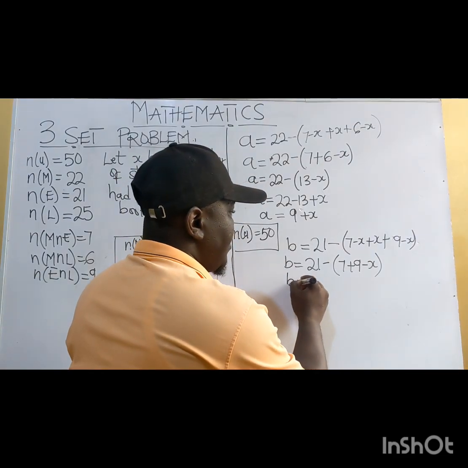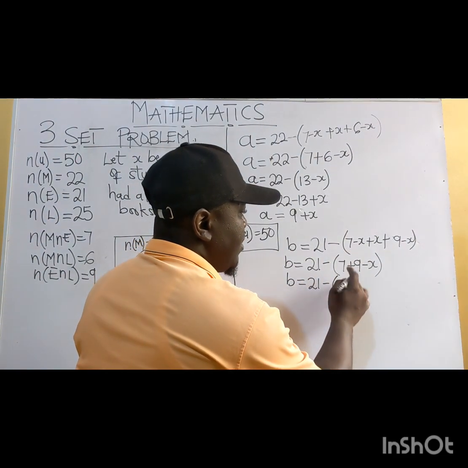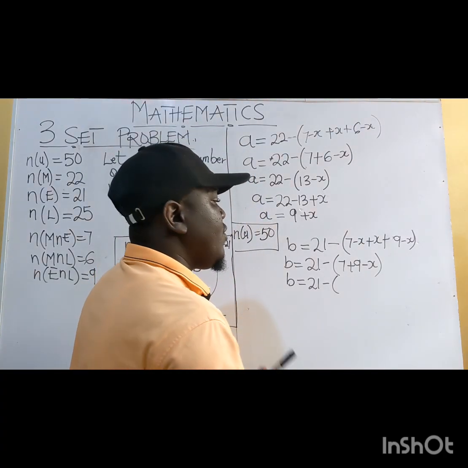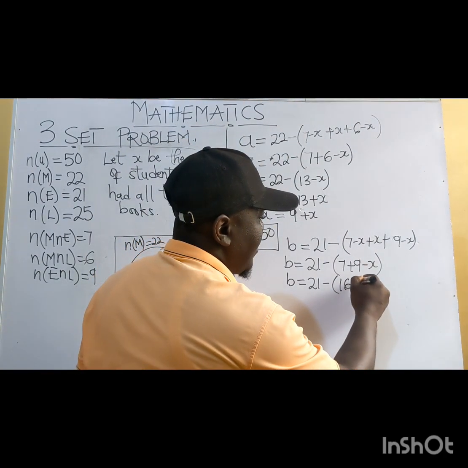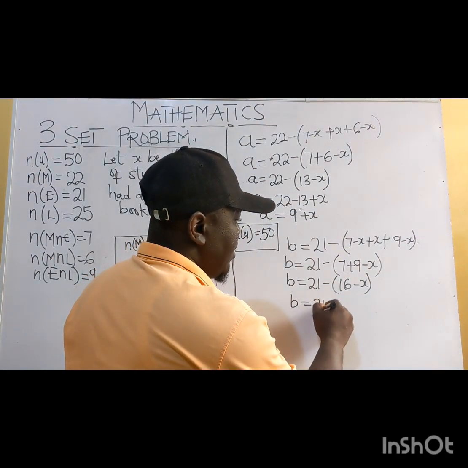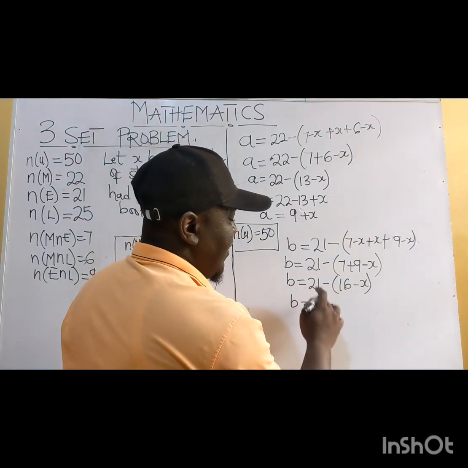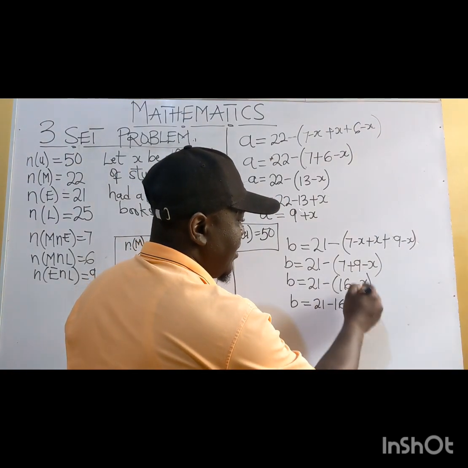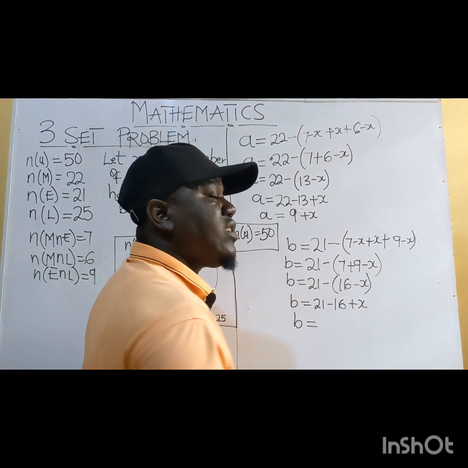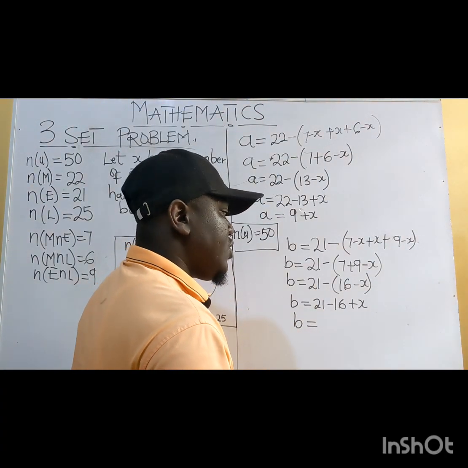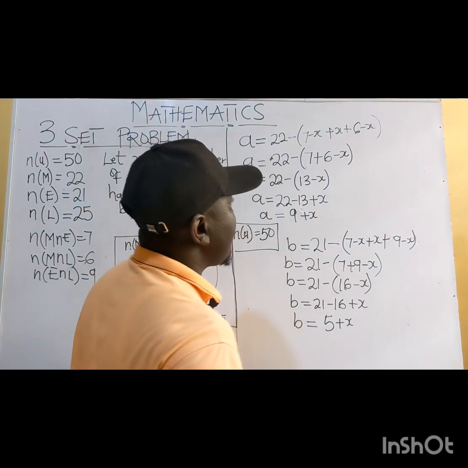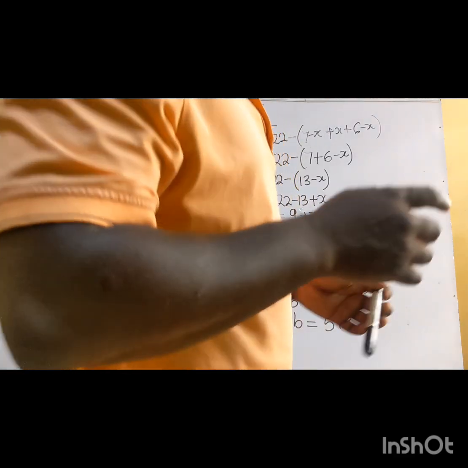Now you are going to have b is equal to 21 minus, when we do the addition, we have 7 plus 9, which is going to give us 16 minus x. So we are going to have b is equal to 21 minus, if I'm taking off the bracket, I'll have 16 plus x, which would give me b is equal to 21 minus 16 should give me 5. So I have 5 plus x. And then I solve for c as well.